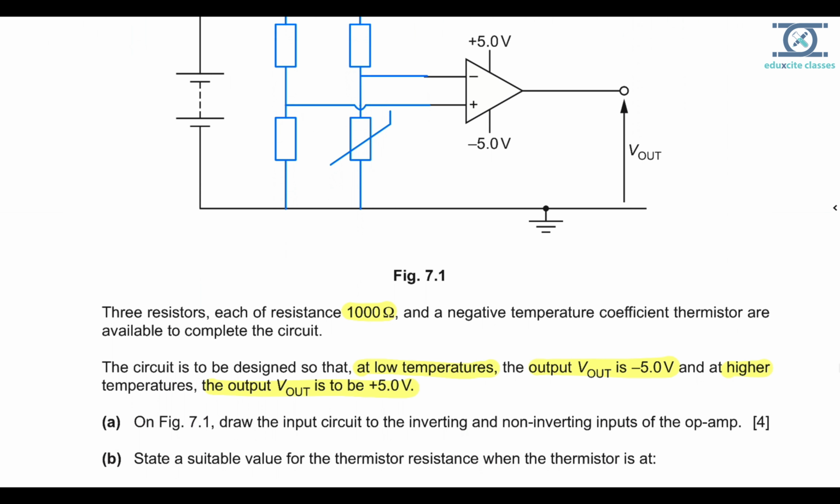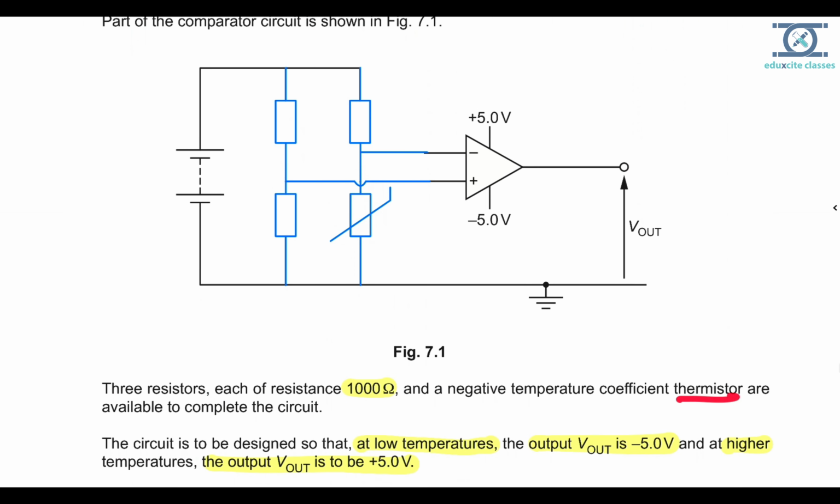Now in the A part, the question is asking to draw the input circuit to the inverting and non-inverting input of the op-amp. Inverting stands for negative and non-inverting stands for positive. This is of 4 marks. It is an important question. So we are provided with 3 resistors and 1 thermistor. You can see here, these are the 1000 ohm resistors which I have connected, and this is the thermistor.